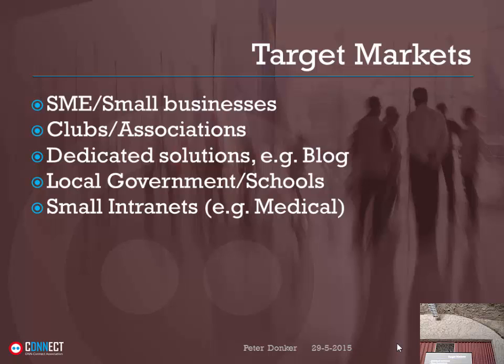Local government and schools, that's something that quite a few of us have dabbled with in terms of DNN sites. And the small intranets, I've had several projects where it wasn't a public site, but was made internally for a specific group of people, and they didn't have a large budget. They used DNN because it could actually do what they wanted, for instance, in a specific segment of a hospital.